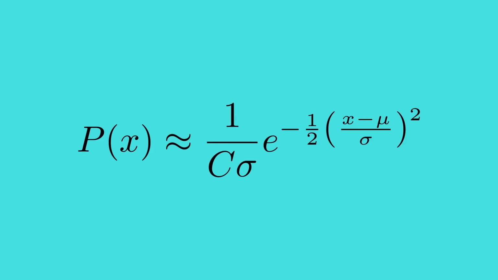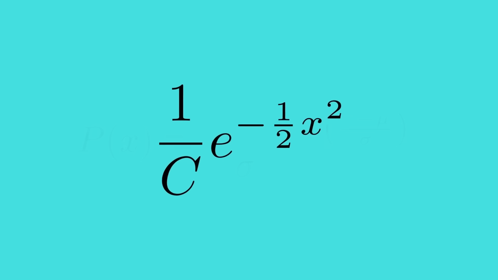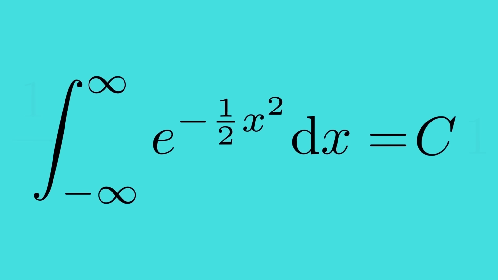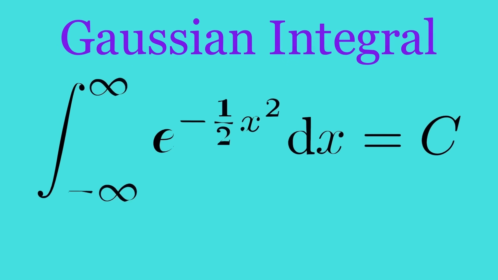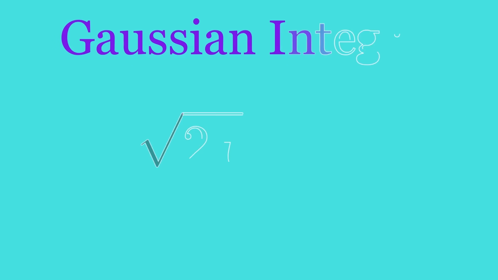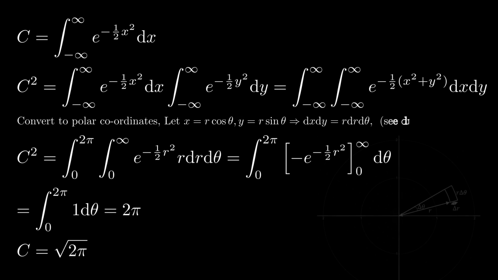First, consider the simplest case, where the expected value mu is 0 and the standard deviation sigma is 1. Since probabilities must add to 1, we can integrate this from negative infinity to infinity and set it equal to 1. This integral is actually very difficult, but it can be done with a clever trick. There are already many videos on YouTube on this exact integral, called the Gaussian integral, and it evaluates to the square root of 2 pi. I won't go into the details here as there are already so many videos which do this, but the details are on screen if you want to read them.